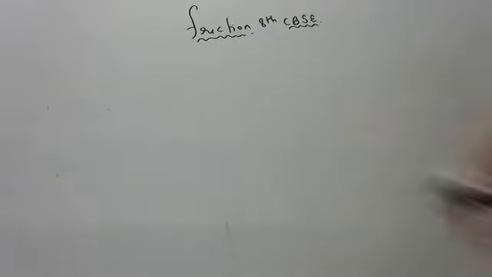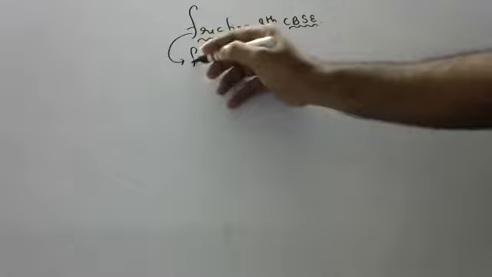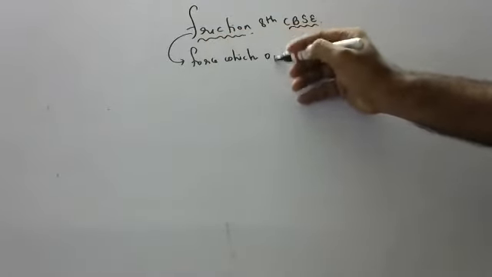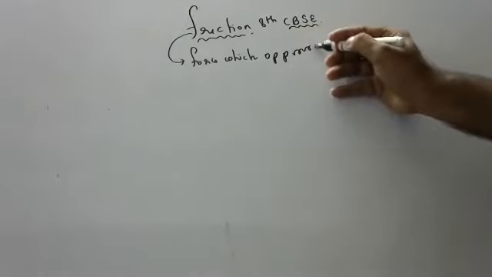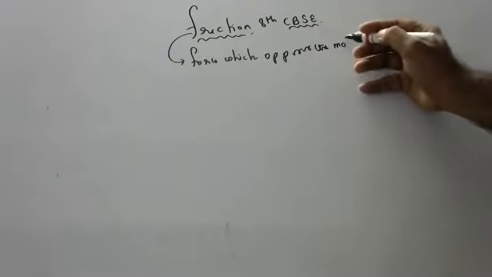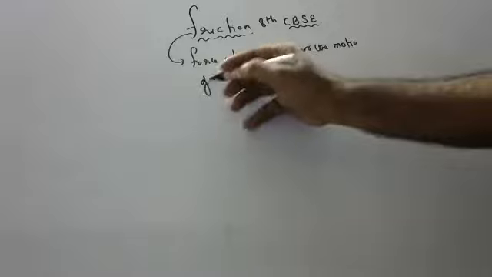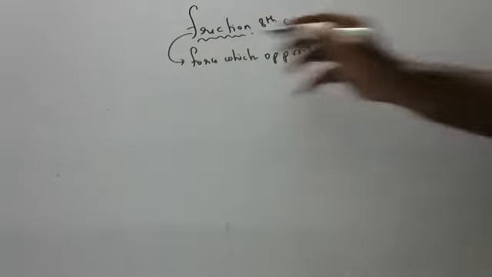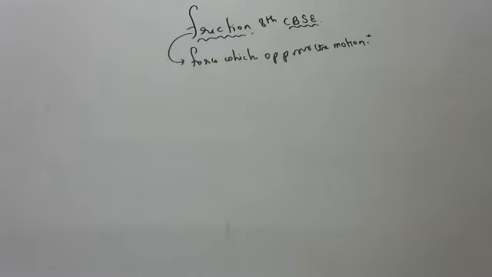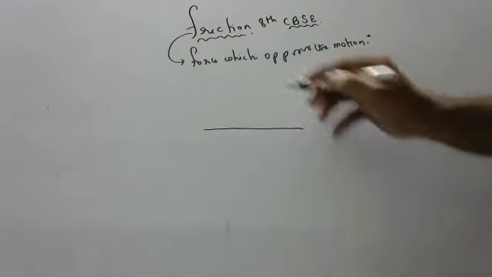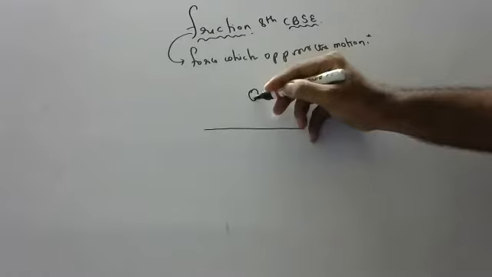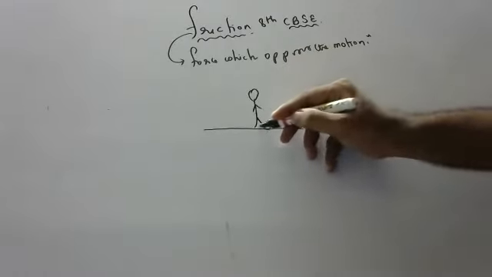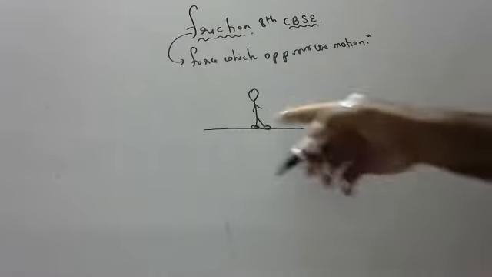What is friction? Friction is the force which opposes the motion of one body on another body. Suppose, children, you are walking. You are able to walk properly because of friction.